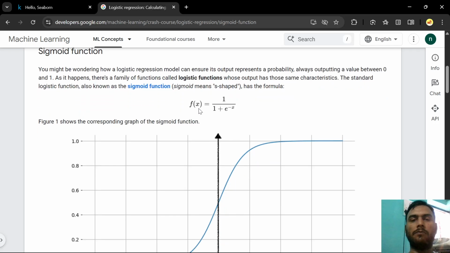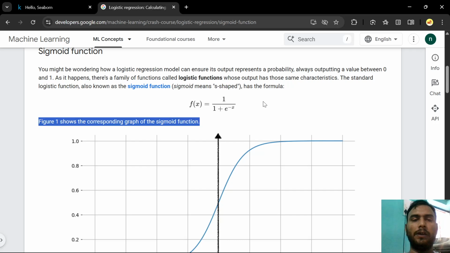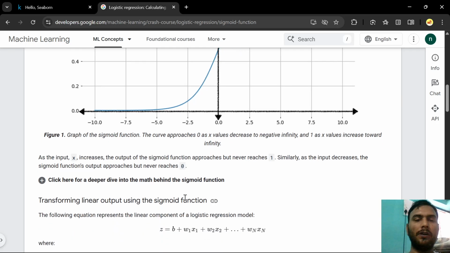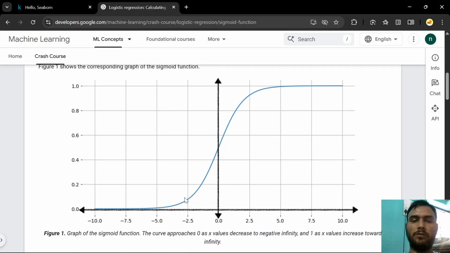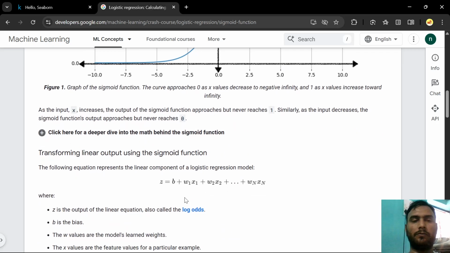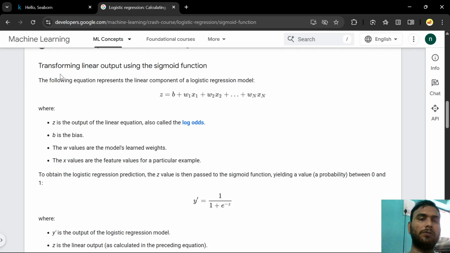As you can see, this is the formula for the sigmoid function. F of x is equal to 1 upon 1 plus e to the power minus x. This is Euler's value, and what it does is that it transforms the output of a linear regression to a value of 0 or 1 within this bracket. So we are transforming the linear output using the sigmoid function. This is the linear equation we saw in the linear regression: z is equal to b plus wx. These are weights and features, and z is the output of the linear equation, also called log odds. B is the bias, w is the weight, and x is the feature.